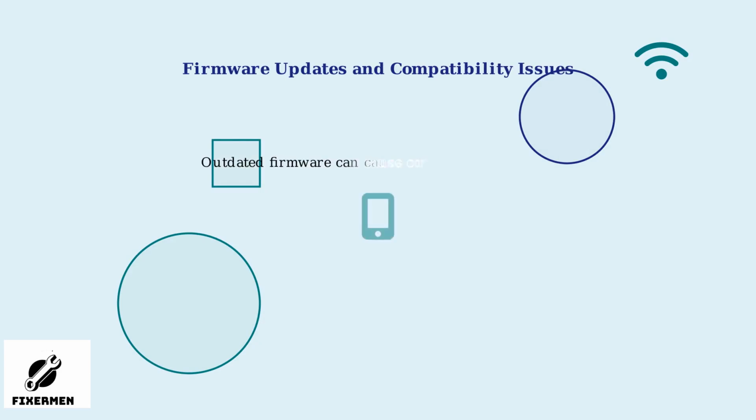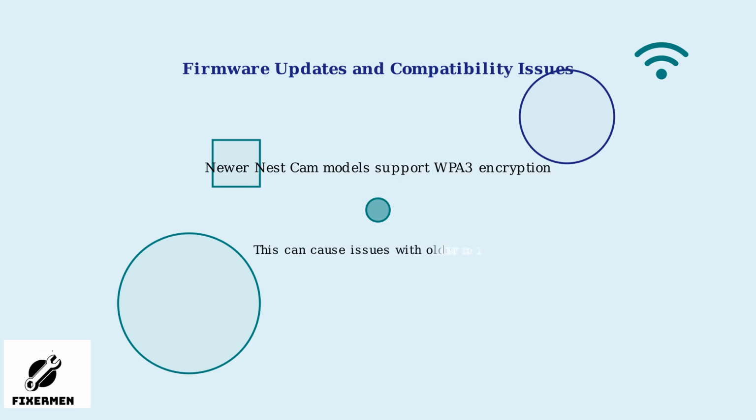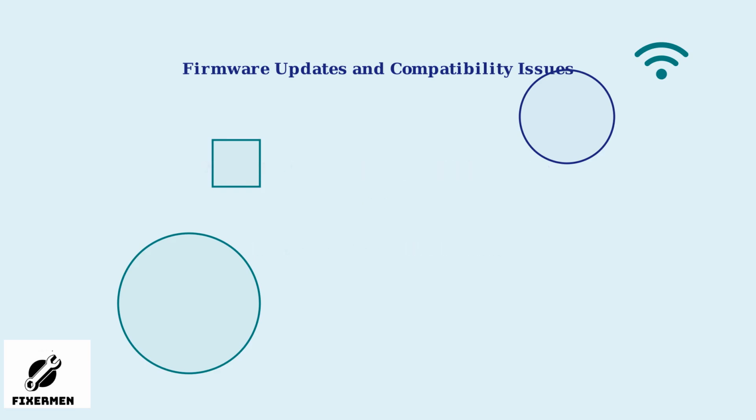Outdated firmware can cause various connectivity problems. Use the Google Home app to check for and install any available firmware updates for your Nest Cam. Newer Nest Cam models, like the Nest Cam Indoor V2.0 from 2024, support WPA3 encryption, which can cause compatibility issues with older routers. If you recently upgraded your router, ensure your Nest Cam's firmware is up to date to support the new security protocols. Google provides migration guides for these scenarios.